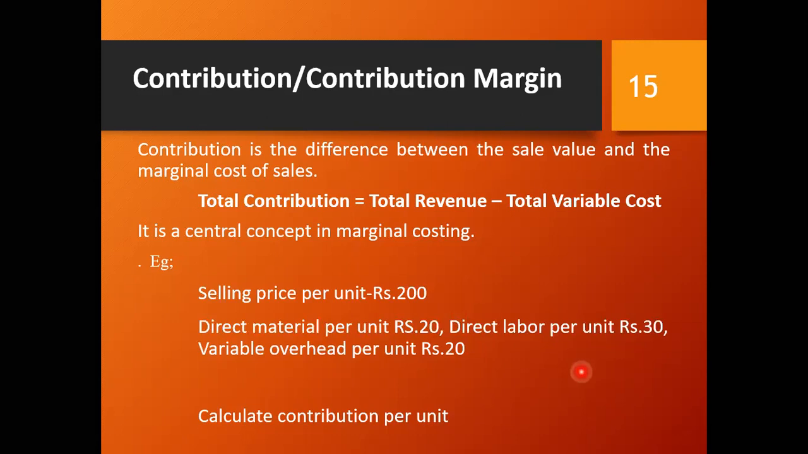Okay, example. Selling price per unit 200, direct material 20, direct labor 30, variable overhead per unit 20. Calculate the contribution per unit quickly in a fraction of a second. Contribution per unit? Yes, 200 minus all the variable costs. Direct material 20, direct labor 30, that is 50, variable overhead 20, that is 70, so the contribution is 100. I hope you understood. Is there any complication in this calculation?